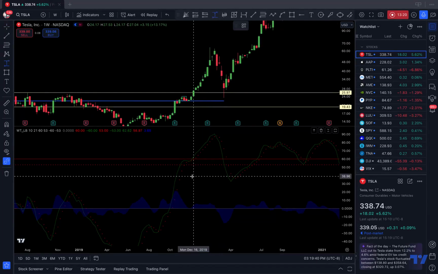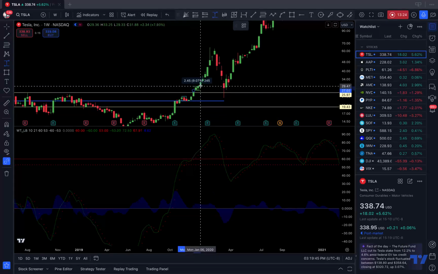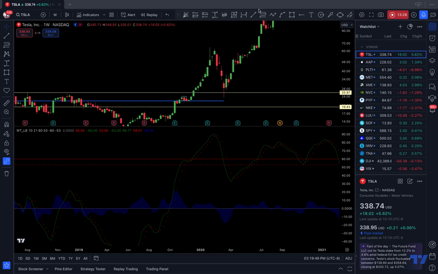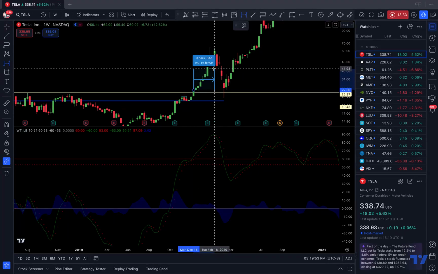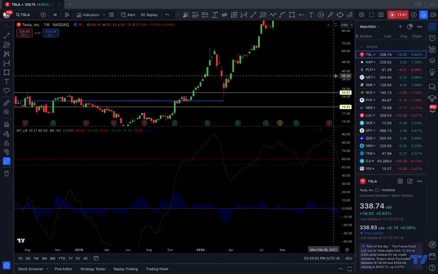So you can see if we measure this move, when your green line punched above here on December 16th, from this point forward, you saw Tesla stock rally about 132%. And if we also measure the time it took for that move to happen, you can see this happened over the course of 9 weeks or 64 days. So that's the significance of these green lines.